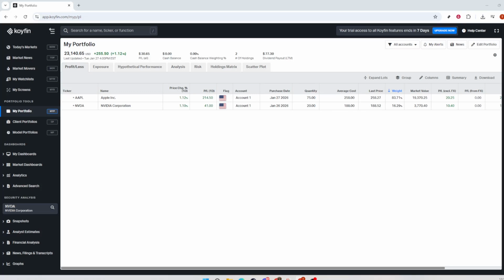In today's video, I'm going to teach you how to view portfolio performance in Koyfin. We'll walk through the key tabs that give you a complete picture of how your portfolio is doing, and I'll point out what to look for so you can make sense of the data quickly and confidently.